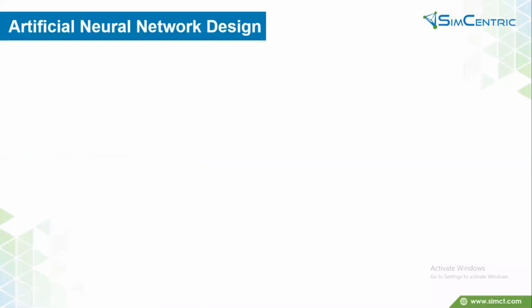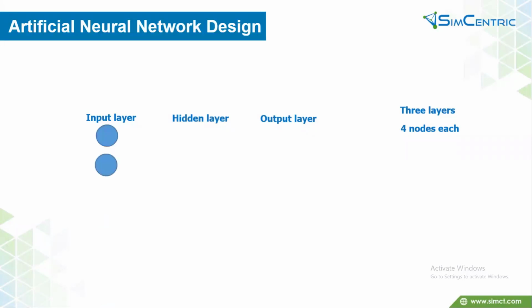So to start with the machine learning pipeline, we will be discussing a very simple design of an artificial neural network, right? The network that I discuss here has 3 layers: an input layer, a hidden layer, and an output layer. Each of these layers has 4 nodes. The input layer has 4 nodes. The hidden layer has 4 nodes. And the output layer has 4 nodes.